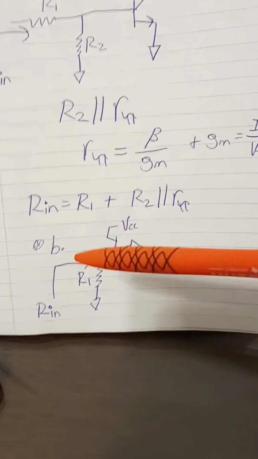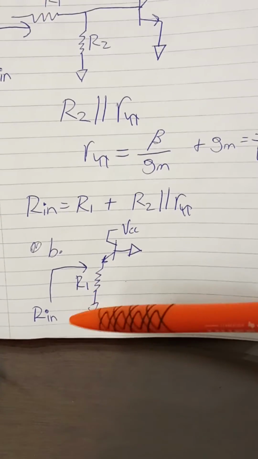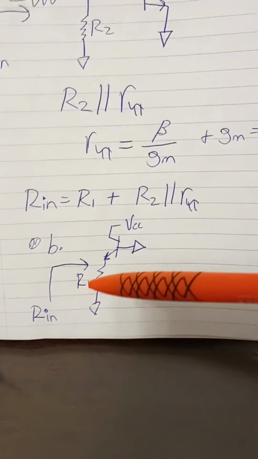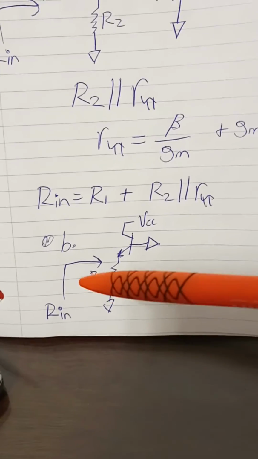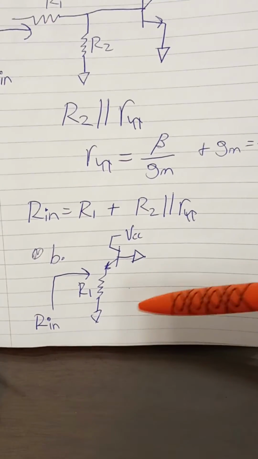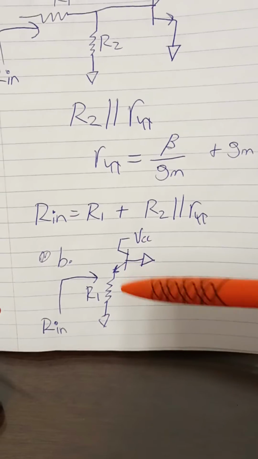So the second circuit looks like this, except the base is grounded and we're looking into the emitter. And that's important because when we look in from the emitter, we see a resistance of 1 over GM, or transconductance. And we have this external emitter resistor right here, R1.